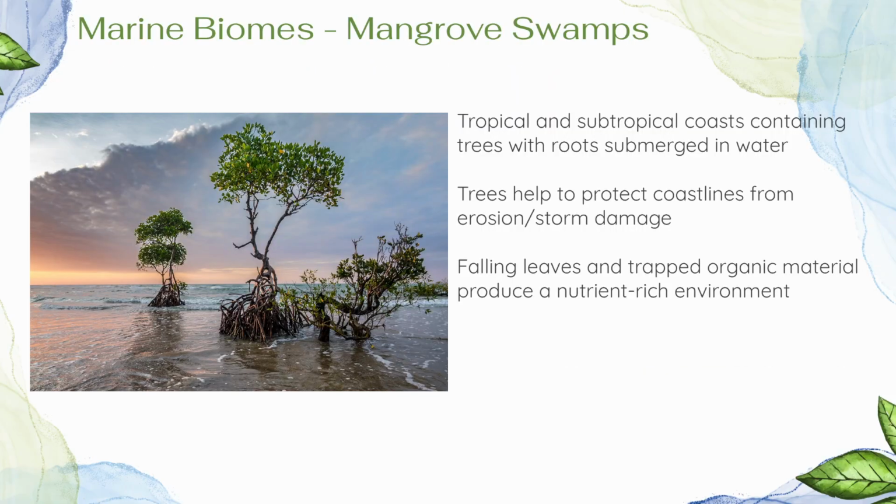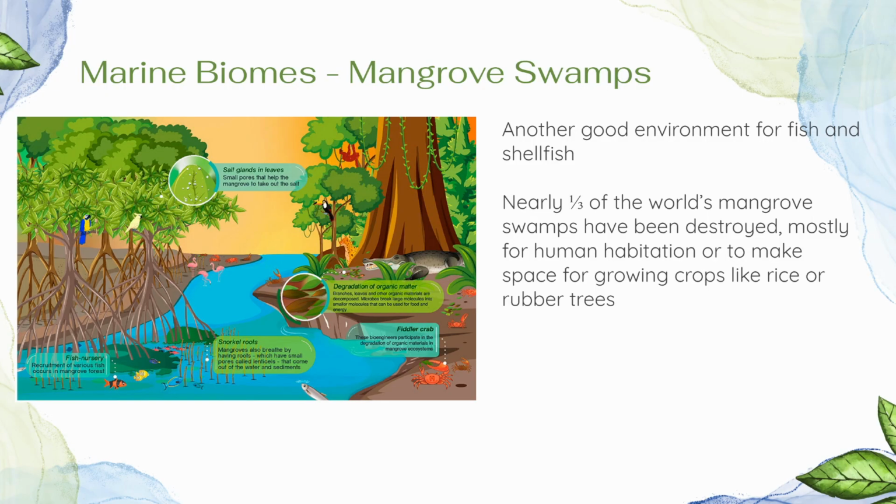Mangrove swamps are found along tropical and subtropical coasts and are home to trees with roots that are submerged in water. These trees help to protect coastlines from erosion and storm damage. The falling leaves and trapped organic material create a nutrient rich environment that is an excellent habitat for fish and shellfish. Unfortunately, nearly one third of the world's mangrove swamps have been destroyed, mostly for human habitation or for growing crops like rice and rubber trees.